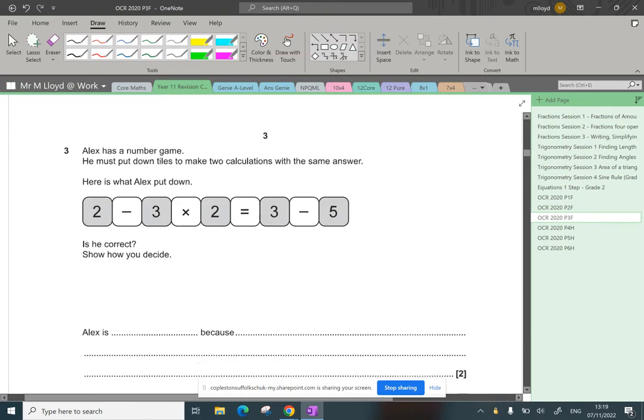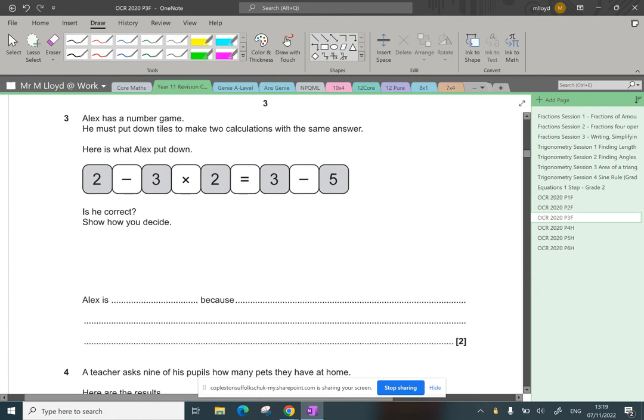We're flying through them today. Question 3. Alex has a number game. He must put down tiles to make 2 calculations with the same answer. Here is what Alex put down. Is he correct? Show how you decide. So let me just draw a little line down there. So here we've got 3 take away 5, which is equal to -2. And then here, 2 minus 3 times by 2. Oops, let me just put that minus in there. 3 times by the 2 gives us a 6. And that equals -4. So let me just check what Alex says.